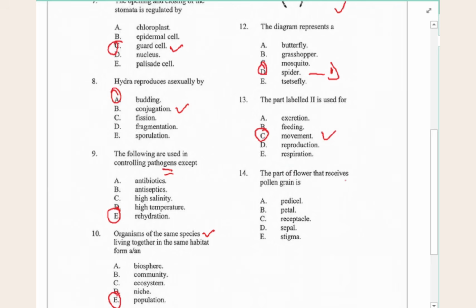The part of the flower which receives pollen grain is the stigma. Remember, pollination is the transfer of pollen grains from the what? From the anther to the stigma. All these other parts are parts of the plant. The petal is the conspicuous part, the beautiful part. The sepal is the one that protects it in the bud stage, but the one that receives the pollen grain is actually the what? The stigma. So E was the correct answer there.